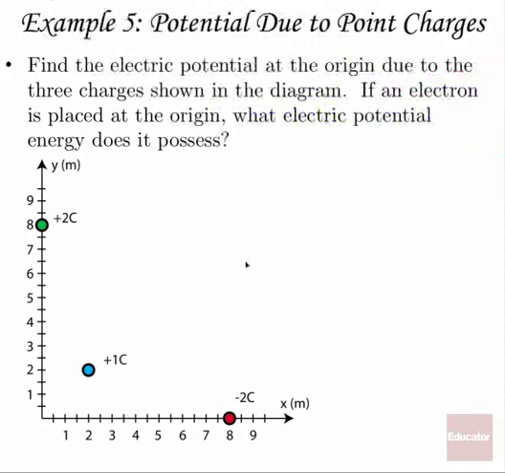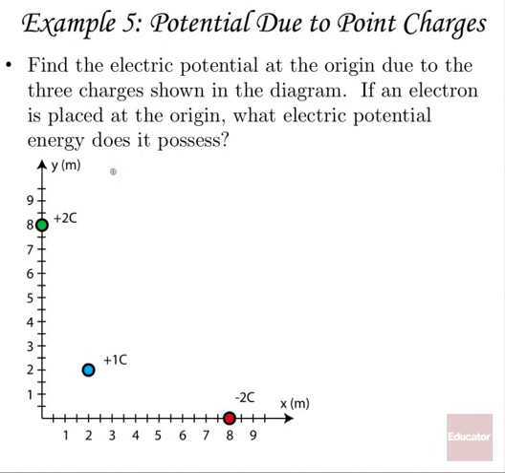Let's try one that's a little more involved, kind of mirroring what we did with the electric field. Let's find the electric potential at the origin due to the 3 charges shown in the diagram. And at the end it says if we place an electron at the origin, what electric potential energy does it possess? Now this is awfully similar to what we did when we were finding the net electric field at the origin, but now we're looking for potential. So we're going to do it with the same basic strategy. Let's find the potential at the origin due to each of the 3 individual charges, and then we'll add them up.